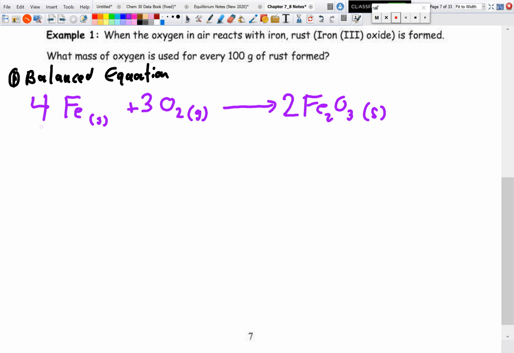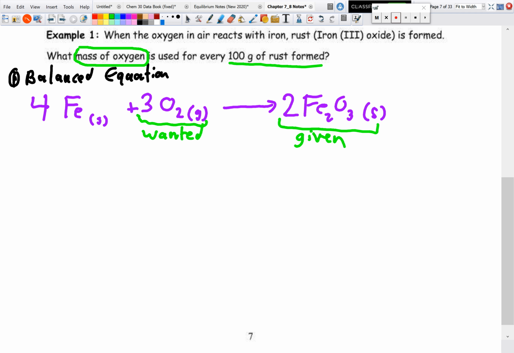Now also, what is kind of handy to do is, as soon as you get this step done, highlight your wanted and your given. So what I mean by that is, this question states that when oxygen in air reacts with iron, rust, so what mass of oxygen is used? So that means oxygen is our wanted substance. And for every 100 grams of rust formed, this is our given substance right here. So that is how you read the question and figure out what is your wanted and your given.